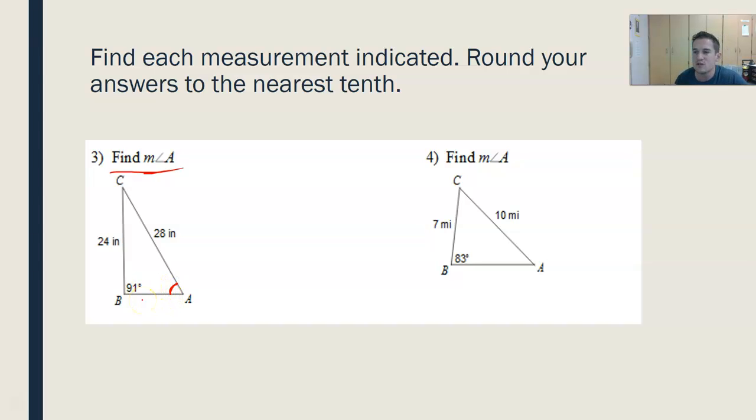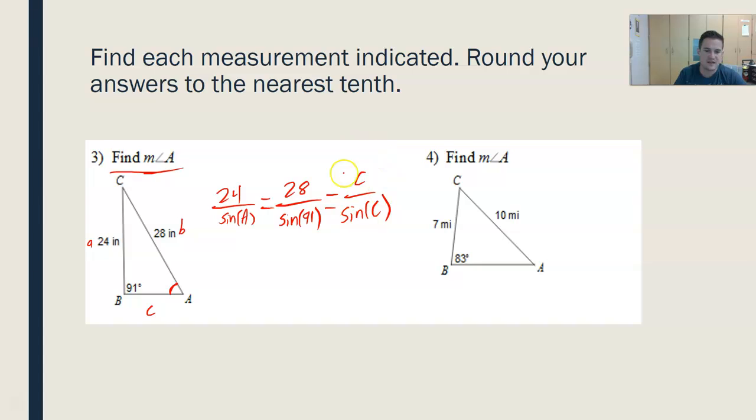I can still use the law of sines because I at least know one angle and the side opposite that angle right here. So this is angle A, angle B, angle C. So that means this is going to be side A, side B, and side C. So let me set up my law of sines relationships. So 24 over the sine of A is equal to 28 over the sine of 91, which is equal to C over the sine of C. Well, I don't need this. I'm not solving for C, so I don't need this part of the equation. I just need 24 over sine of A is equal to 28 over sine of 91.